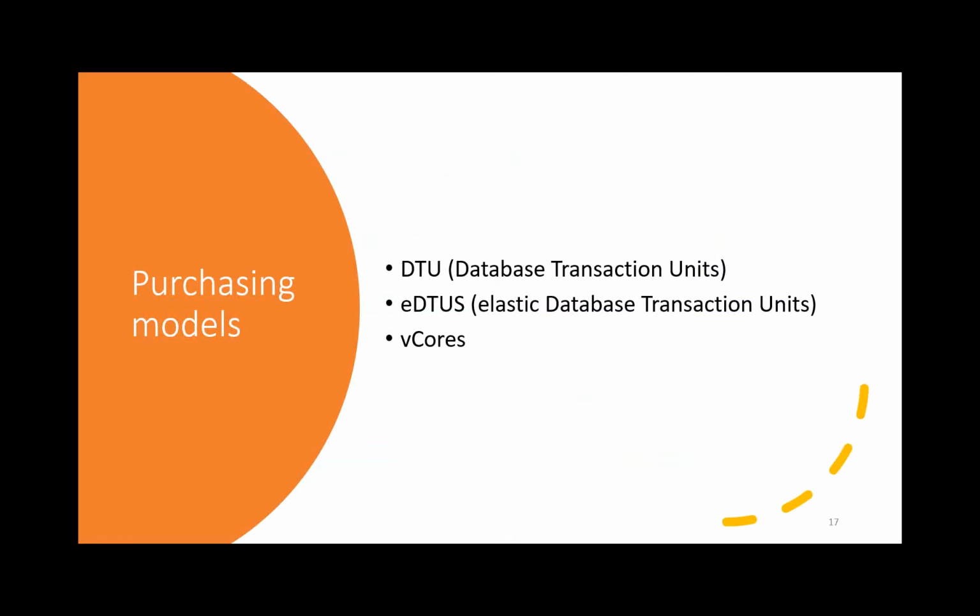The purchasing model for the Azure SQL DBs comes in different flavors. You have the database transaction units, DTUs, for Azure SQL DBs. Then you have the Elastic Database Transaction Units for the Elastic Pools, and then there is an offering as well for vCores. DTUs and Elastic DTUs are pretty much a combination of memory, CPU, and bandwidth, while on the vCore side, you have more control over the resources that you are assigning.